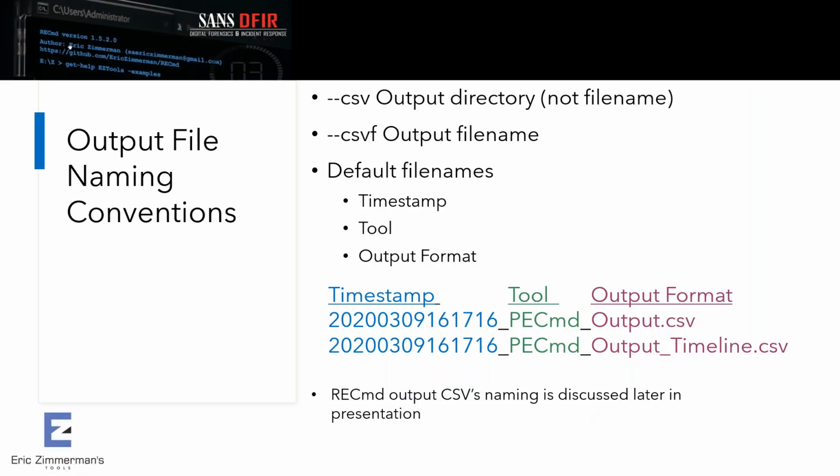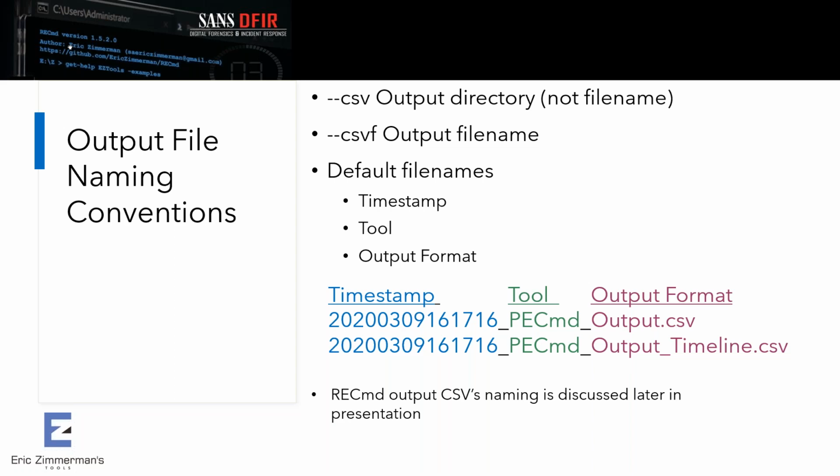So the output naming conventions. As I've said previously, but I want to make sure that we're clear on this point. When we give the tac CSV, what you're providing next is the folder, the output directory, not a file name. If you wish to give a file name, then that is the CSVF option. And if not, then the tool will create a file name for you based upon these components.